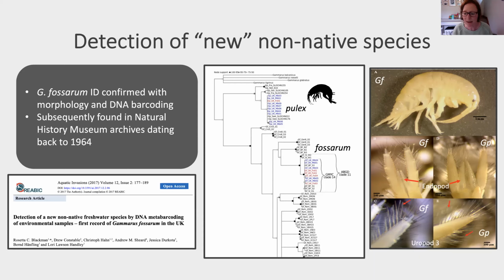So this is just one example of how DNA technologies can find cryptic species that we didn't know were there before. And actually about 18 months after doing this study, one of my other PhD students found another non-native amphipod for the first time. That's Crangonyx floridanus, using a very similar kind of approach. So this certainly isn't a one-off example.